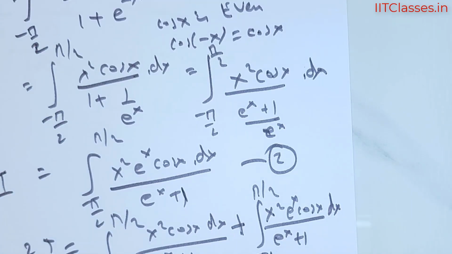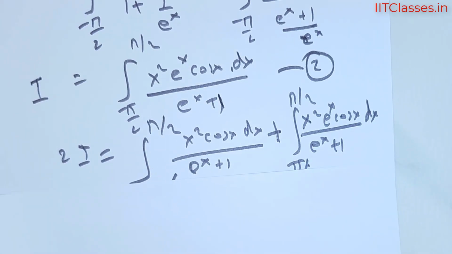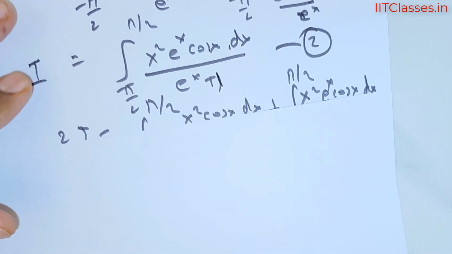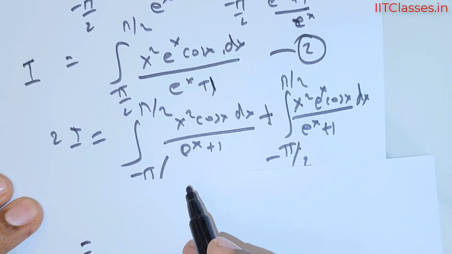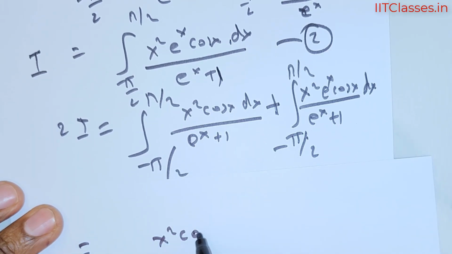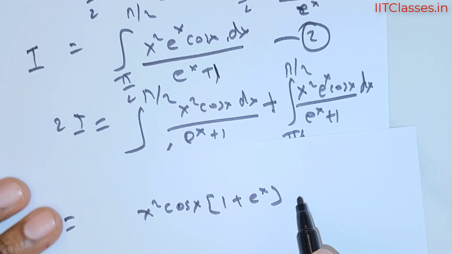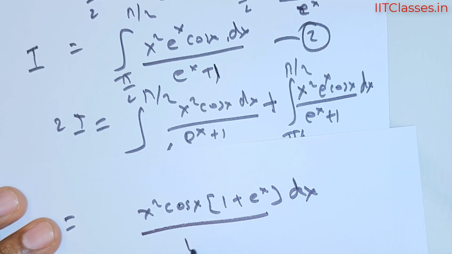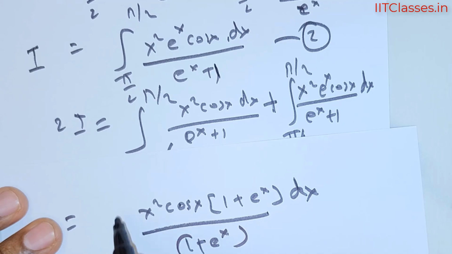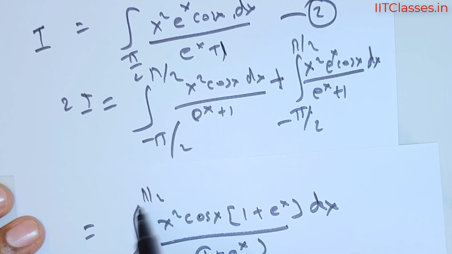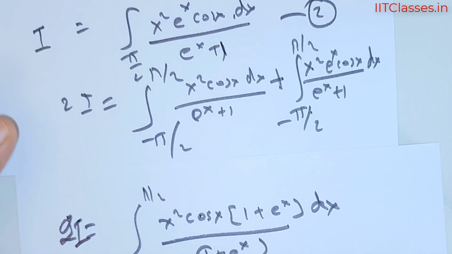Now what I can do is rewrite this: x squared cos x can be taken out. I will get 1 plus e raised to the power of x, dx, divided by 1 plus e raised to the power of x, integral negative pi over 2 to pi over 2. You have 2 times I.